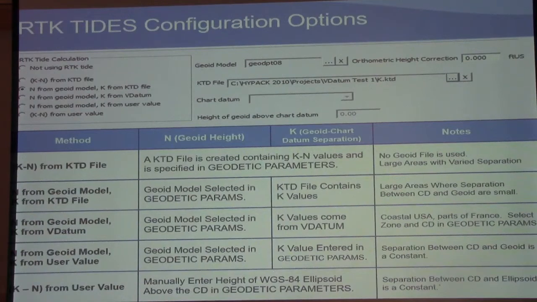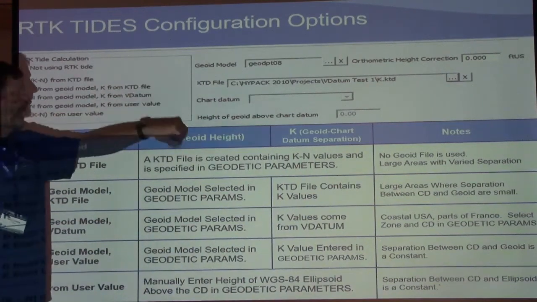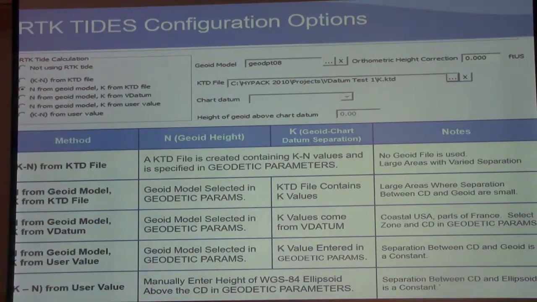It's that one surface, and typically when you're working in a local area, there's your local datum, mean low water, and so on. There is a few tenths difference or so. If it's a small area, you could just put in a value like an orthometric height correction, or height of geoid above datum, or create a KTD file. Again, we'll talk about how that goes.